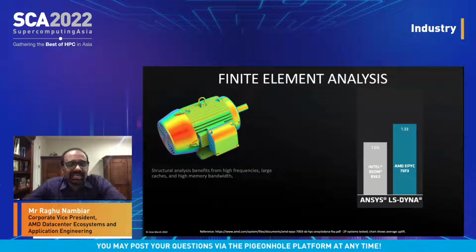Let me start with ANSYS LS-DYNA. LS-DYNA is a multiphysics simulation software capable of simulating complex real-world problems. It is used in automobile, aerospace, construction, manufacturing, and other areas. This workload is highly frequency sensitive and memory bandwidth intensive. At 32 cores, our 75F3 processor delivers 33% better performance than Intel's Ice Lake 8362. Please note that this comparison is not based on our top of the stack SKU, but on middle of the stack 32 core CPUs, keeping the core counts the same for a fair comparison.